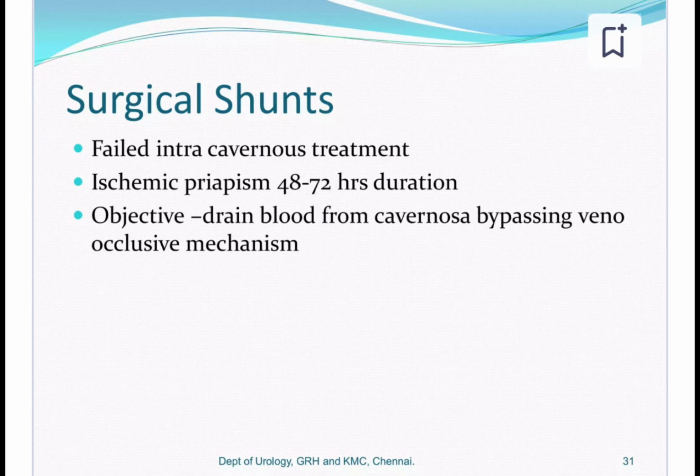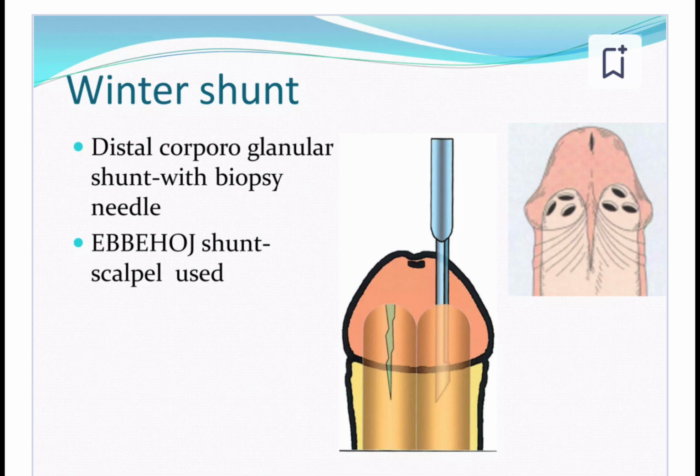And discuss the implantation of a penile prosthesis in case of delayed presentation, I mean more than 48 hours, and in case refractory to injection therapy and distal shunting. We will discuss the shunting in detail later on. The various types of distal shunt, you can remember by the mnemonic WEAT, WEAT. W means Winter shunt, E means Ebbehoj, A means Al-Ghorab, and T means T shunt.